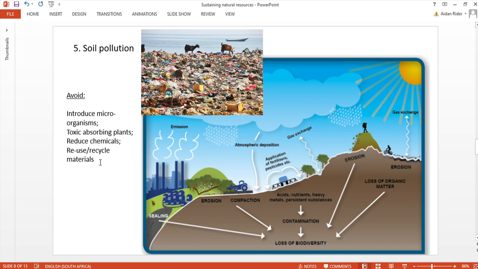Yes, to reduce your dumping of solid wastes, reuse and recycle. All these things need to be picked up and recycled and compressed and so on. Everything to avoid or reduce the pollution.